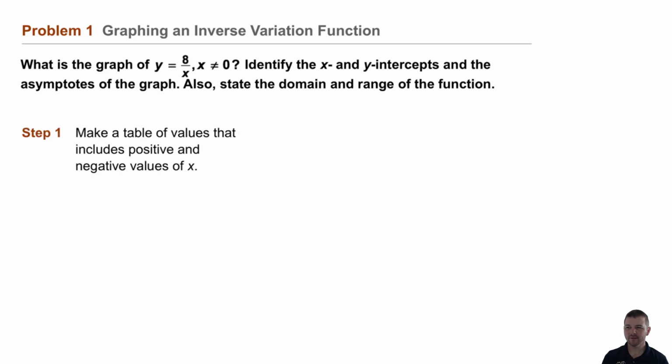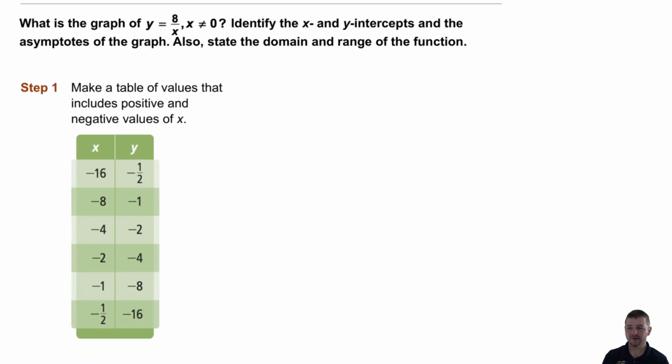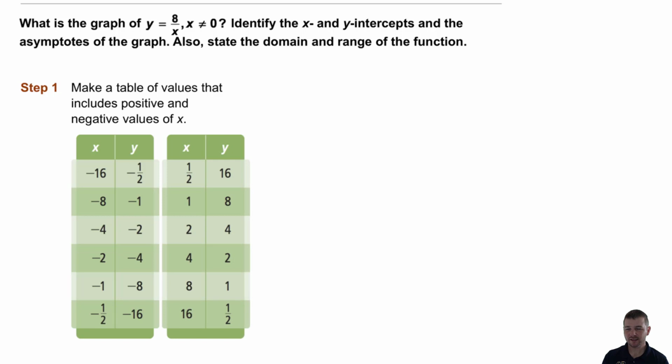In step 1, we'll make a table of values that includes positive and negative values of x. On the left are negative values of x and the y's associated with those. Negative 16, negative 8, negative 4, negative 2, negative 1, and negative 1/2, when substituted into the function, yield y values of negative 1/2, negative 1, negative 2, negative 4, negative 8, and negative 16. For selected positive values of x, 1/2, 1, 2, 4, 8, and 16, we find associated y values of 16, 8, 4, 2, 1, and 1/2.